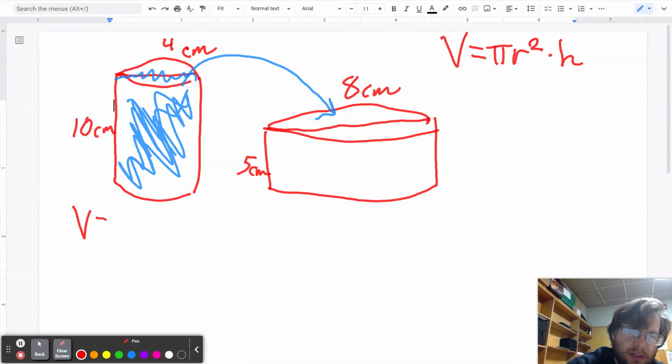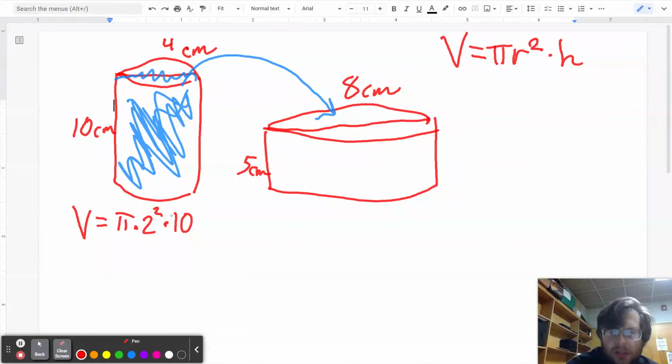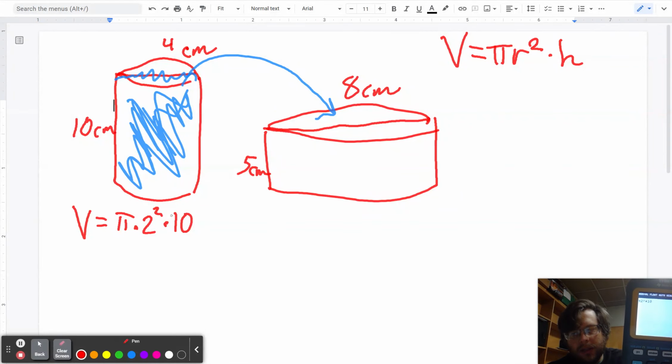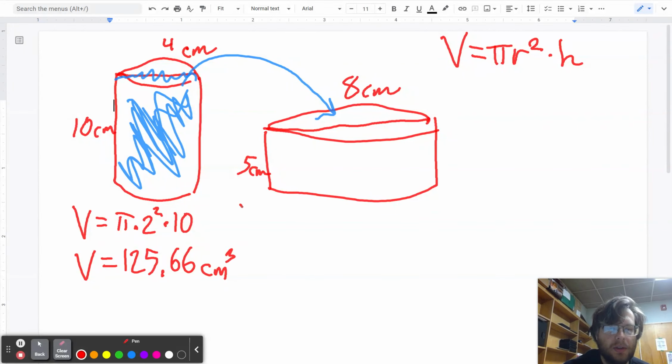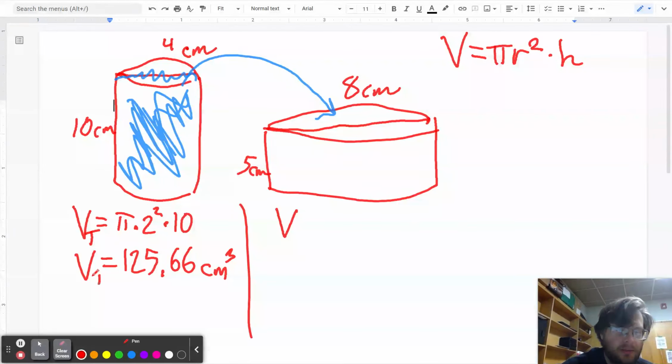So the volume of this cylinder is pi times 2 squared times 10. And I want you to notice I used 2 instead of 4 because I told you 4 was the diameter. So I could use an exact answer here, or I can use a calculator. Pi times 2 squared times 10, right there. Hit enter, and my volume is 125.66, and this is measured in cubic centimeters. I'll call this the volume of the tall cylinder, VT.